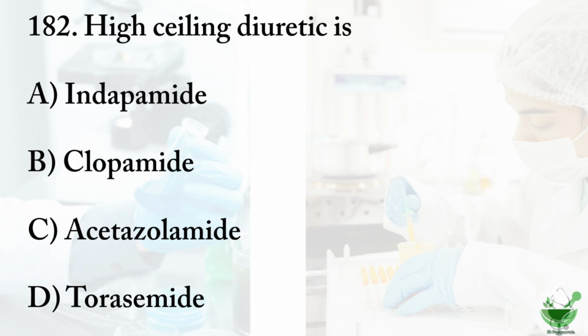Then question number 182, high ceiling diuretic is option A, indapamide, option B, clopamide, option C, acetazolamide, and option D, torsemide. So the right option is option D, torsemide. So we know that another high ceiling diuretic is furosemide.